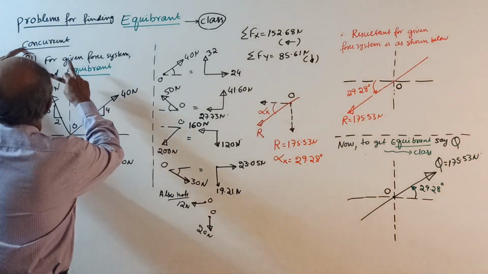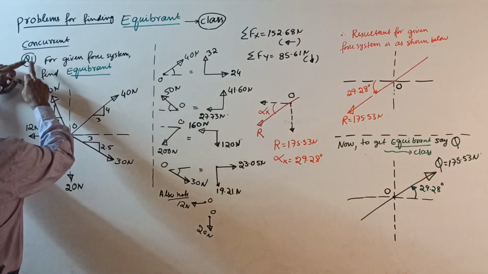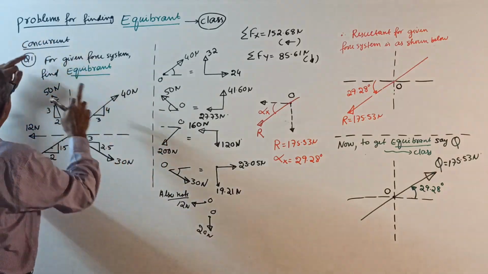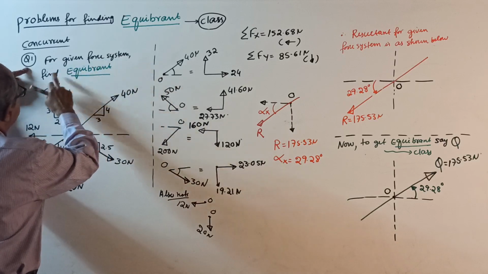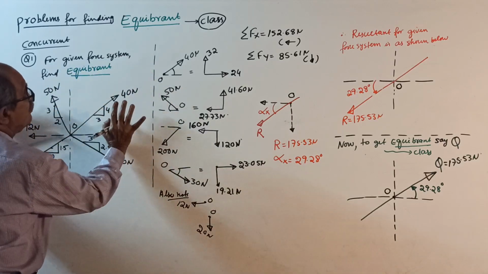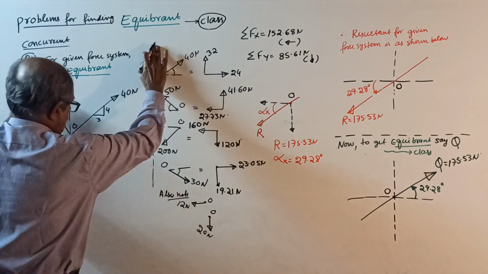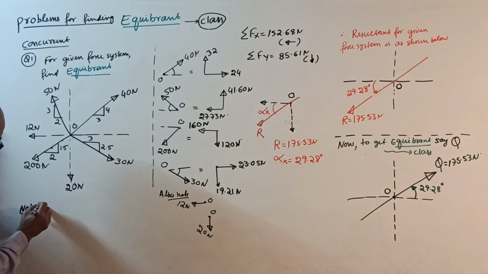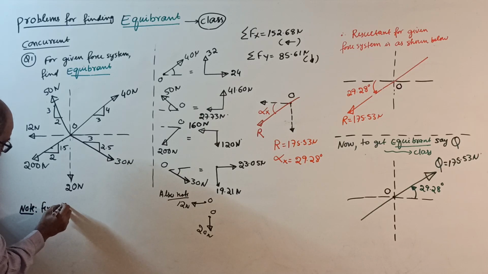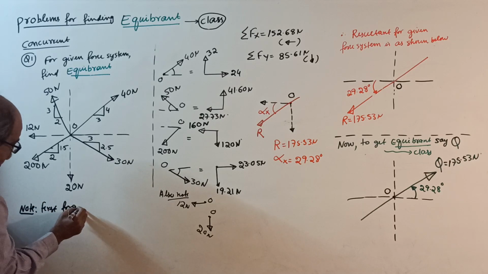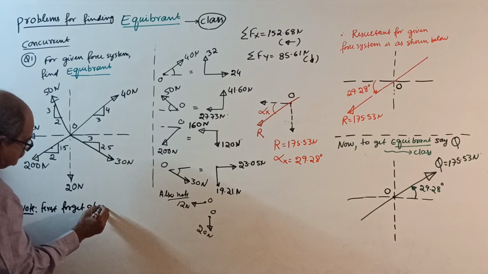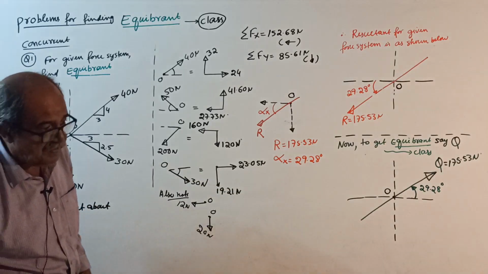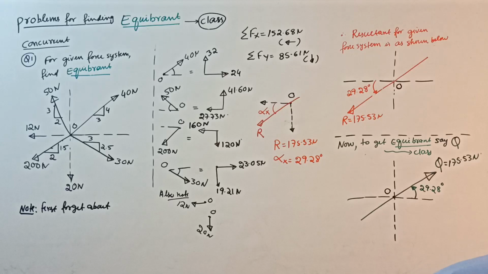Question 1. First consider concurrent force system. For the given force system, find equibrant. This is the question. First, write here one note. Note: first, you completely forget about equibrant. Do not bother.